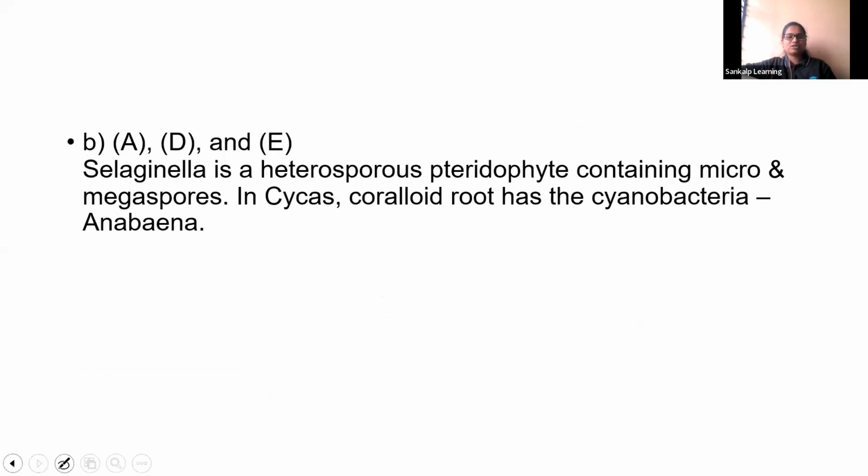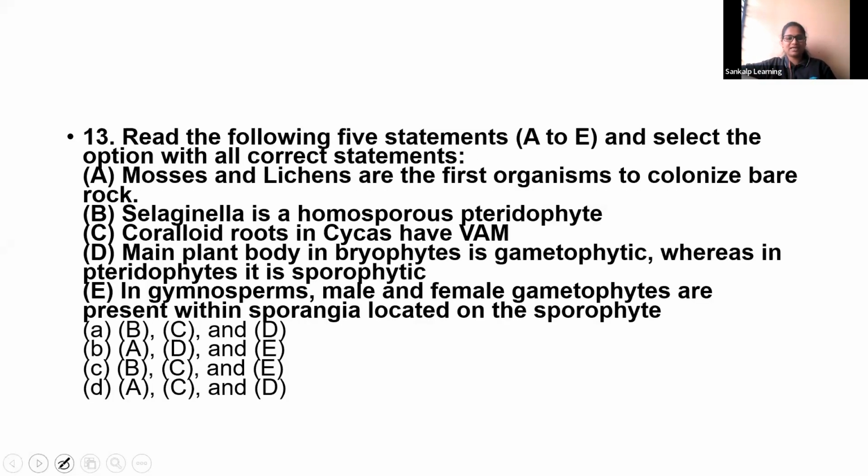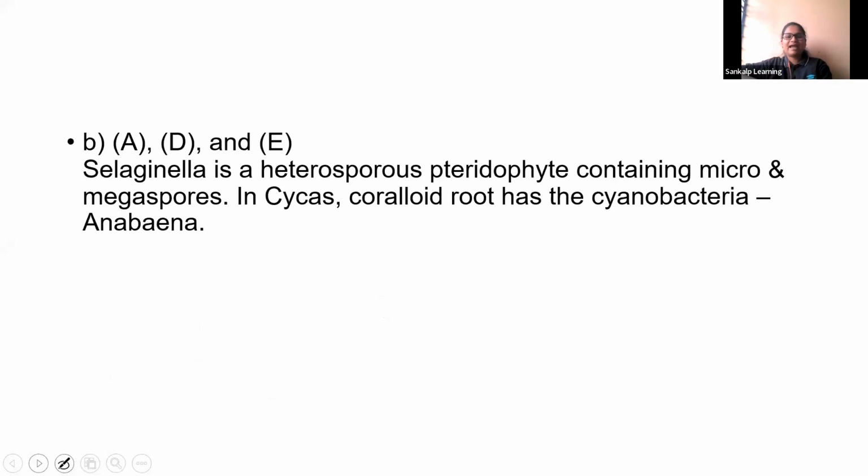The right answer is option B, A, D and E. Statement C is wrong, coralloid roots do not have VAM tissue. Selaginella is a homosporous, it is not homosporous. It is a heterosporous pteridophyte. So A, D and E is a right answer.